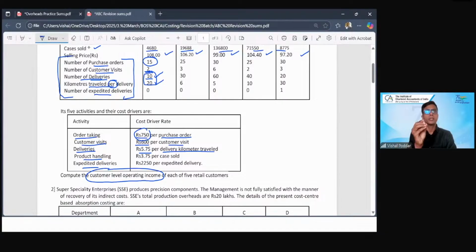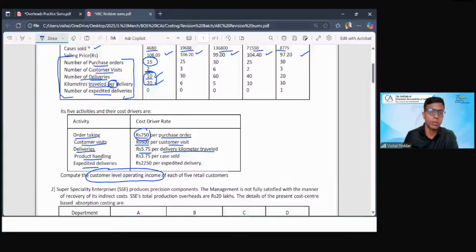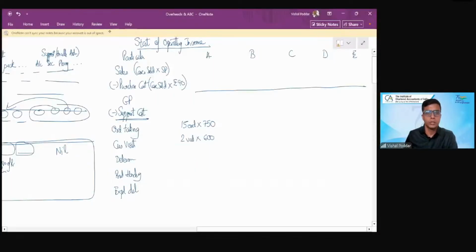See, this is an excellent example of these online apps which are now delivering goods to you. These online apps actually do this type of customer segmentation to find out which customer category is profitable. If a particular customer category is not profitable, they may close down that customer category. But fine. So your cost is 5.75 per delivery kilometer travel, and my total delivery kilometer is this. So it is 10 deliveries into 20 kilometers traveled into 5.75, which is my cost.